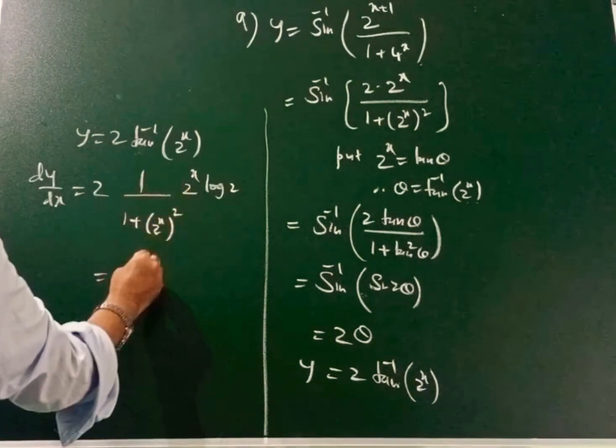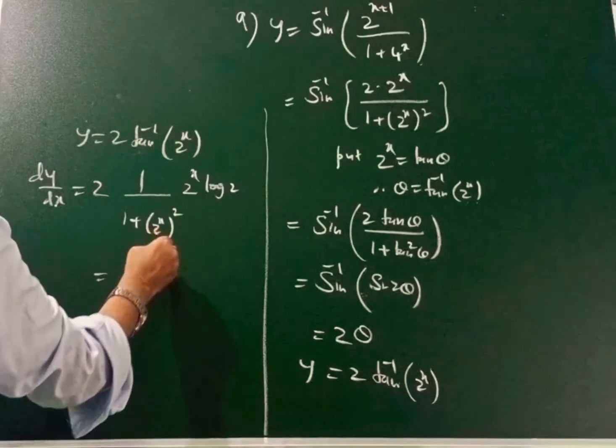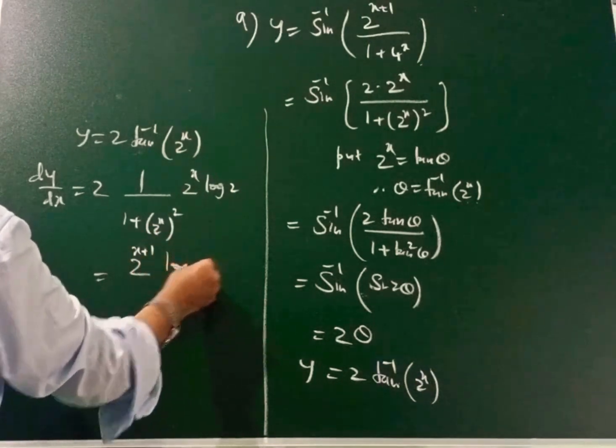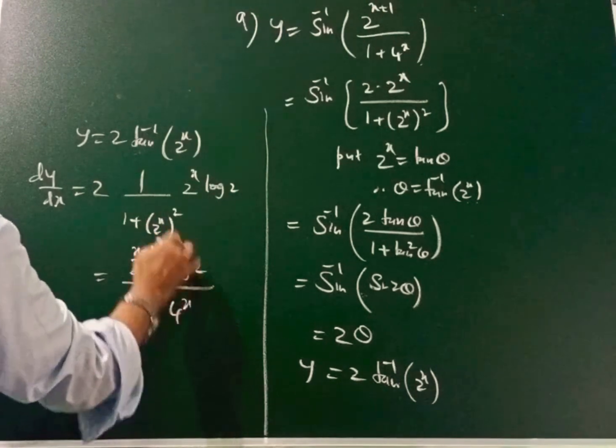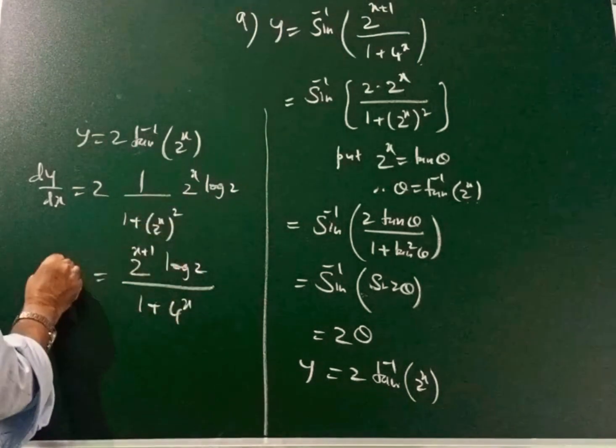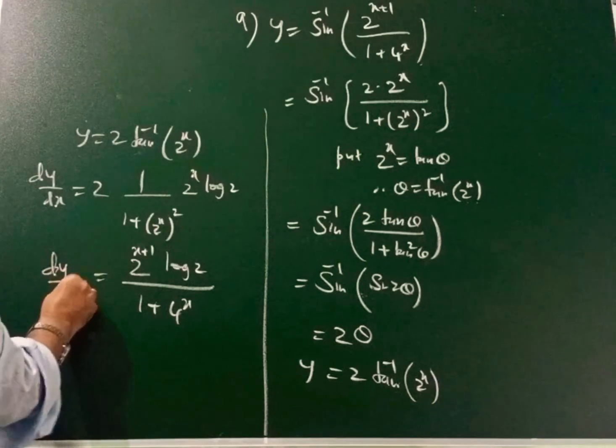Again this 2 we can write as 2 raised to x plus 1 into log 2 divided by 1 plus, this can be written as 4 raised to x, since 2 square will be 4 raised to x. That is the value of dy by dx.